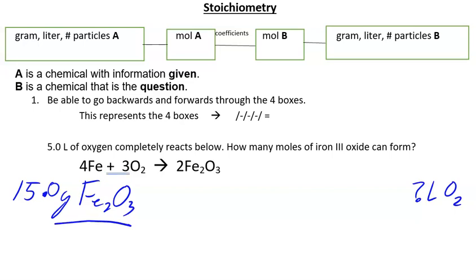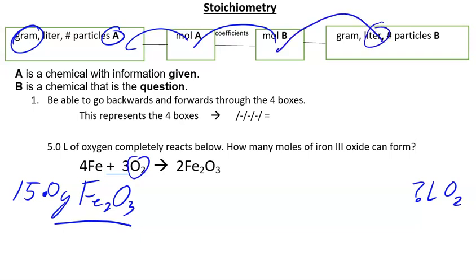this is a product, but this is going to be A, and we have grams, so we're going to start here with grams of A, and this is going to be iron oxide. And then we're going to go to moles of iron oxide, and then moles of whatever's asked, which is the oxygen, and they want liters of oxygen, so we do one more. So that's all the way through the 4 boxes. That's going to be 3 conversions. Let's see if I can squeeze it in here.